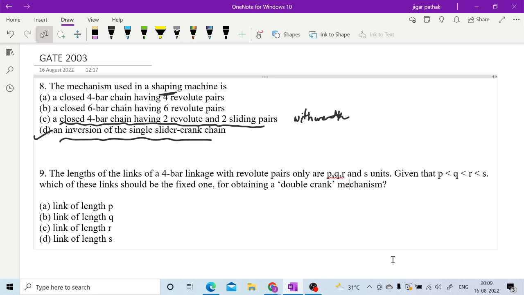Sir, have you recorded this session? Sorry? I am asking whether you have recorded this session, so that whenever we have a conceptual problem, we could rewind that video. Yes, yes, it is there. Okay, sir.